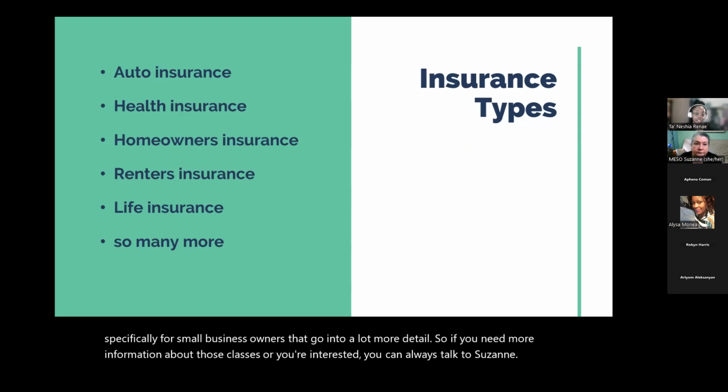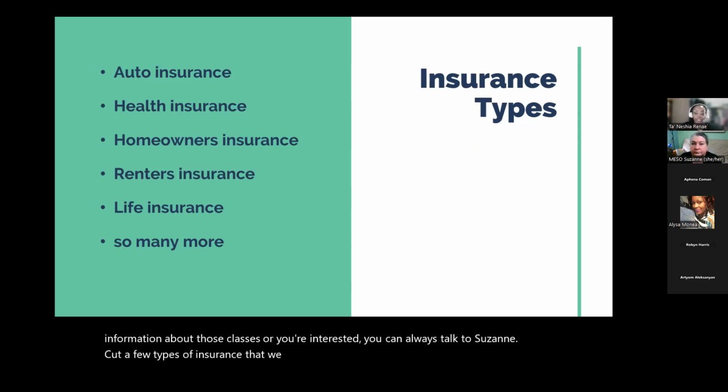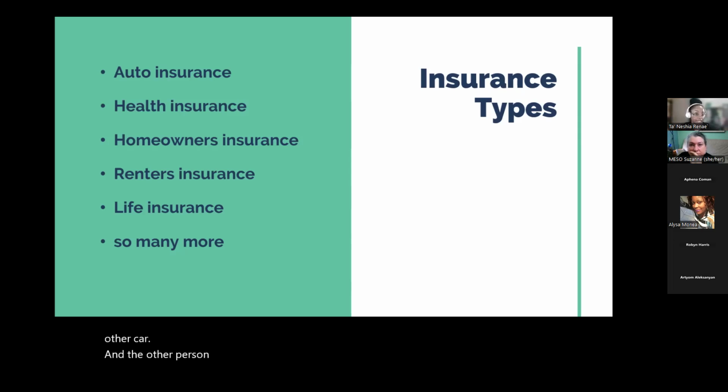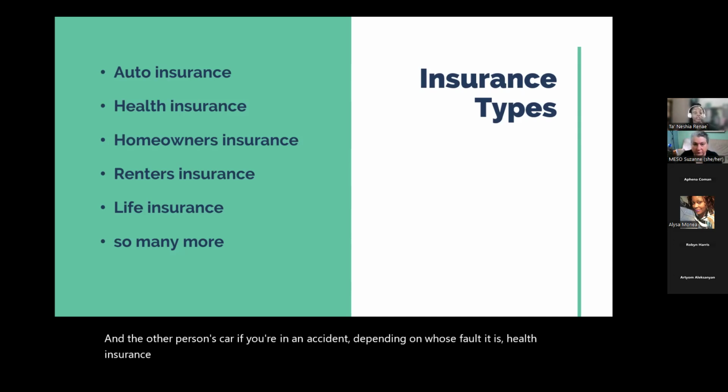Okay, a few types of insurance that we have. Insurance is like a contract that provides financial protection against the specific risk or loss that you have insurance for. In exchange for the regular payments, which we know as premiums, the insurance company agrees to compensate any losses that you have because you're insured. So auto insurance is required in most states. Like I said, it's going to pay for the damages to your car and the other person's car if you're in an accident, depending on whose fault it is. Health insurance is required by law. If you don't have it, you will be penalized on your taxes.